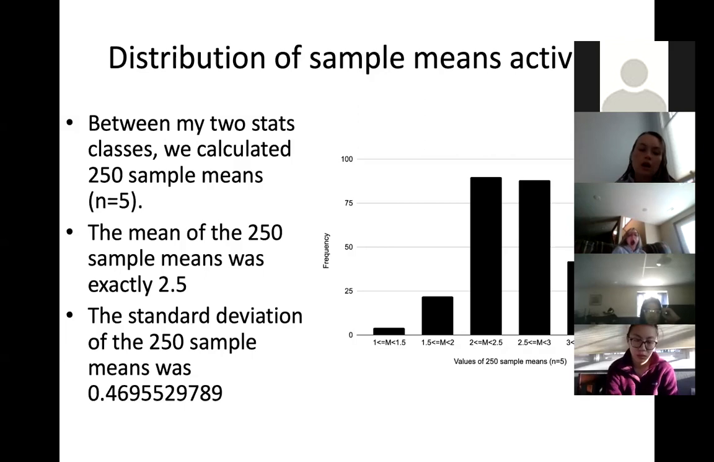So each group calculated 10 sample means, and each of those sample means was composed of, well, someone tell me, I just said it, but I want to make sure you understand. How many scores was each sample mean composed of? 5. I see a person holding up 5, and 5 is the correct answer here.